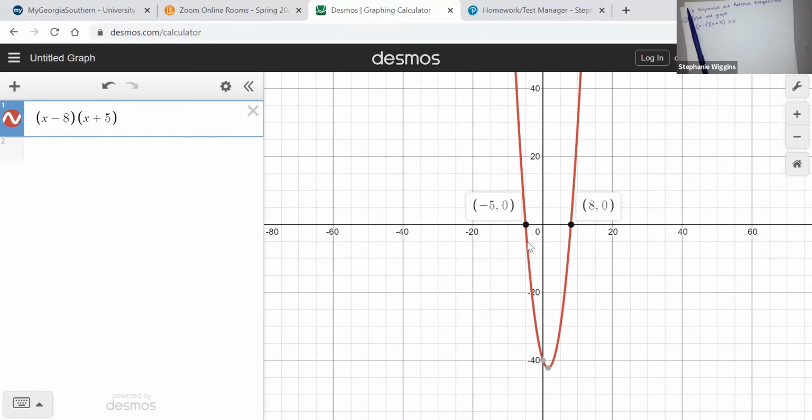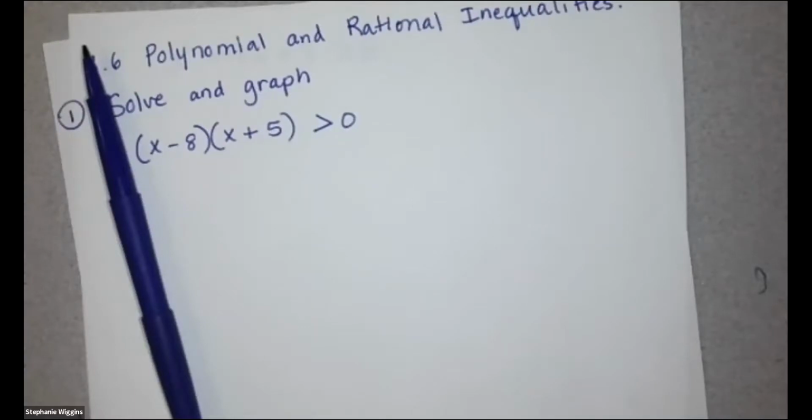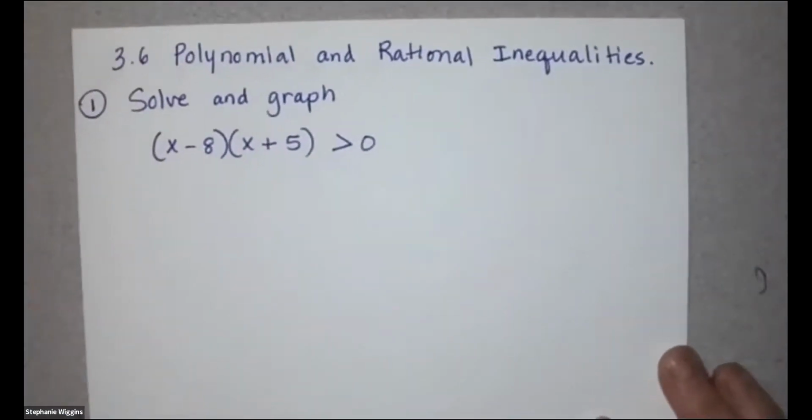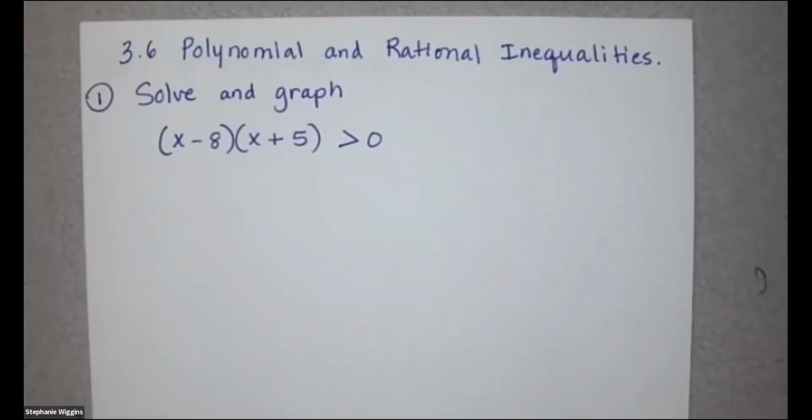And so to the left, in other words, from -infinity to -5, it's positive. And then to the right of 8, from 8 to infinity, it's positive. You will recall the question was, when is this function greater than 0? Now I showed you a graph of how to determine that, but let's suppose we didn't have the graph. How would you solve this problem?